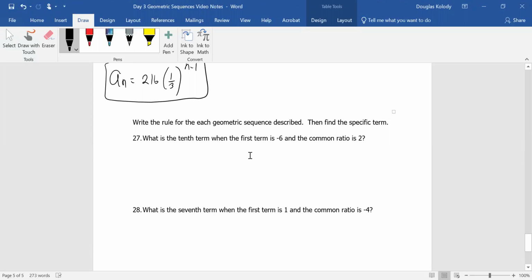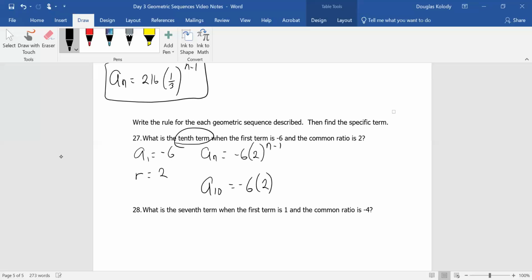Okay. And last but not least, I'll do one of these problems and call it a day because it's been a long lesson. Write the rule for each geometric sequence described and find the specific term. What's the 10th term when the first term is -6 and the common ratio is 2? So first term is -6. The common ratio is 2. They're just giving this to us. So A sub n equals the first term times R raised to the n minus 1 power. They want us to find the 10th term. So they want us to find A sub 10. That's going to be -6 times 2 to the 10 minus 1 power, which would be -6 times 2 to the 9th power.